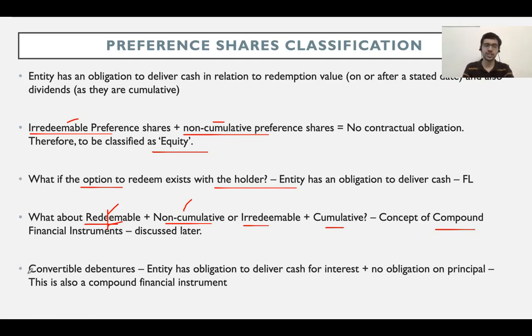Similarly, convertible debentures. Earlier, I was just taking the example of normal debentures issued. I, as a company, have issued normal debentures. They are a financial liability for me because I've got an obligation to deliver cash. But what about convertible debentures? If you think of it, I have an obligation to pay interest, but on the maturity date, I do not have an obligation to repay the principal because they will be converted into equity shares. I will issue equity instruments. So again, this is a case where a portion is having a financial liability characteristic and a portion is having an equity characteristic, and therefore it is again a compound financial instrument. The recognition and accounting, we'll look at it at a later point in time.